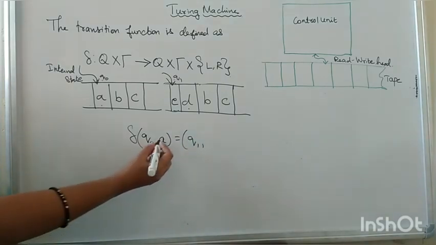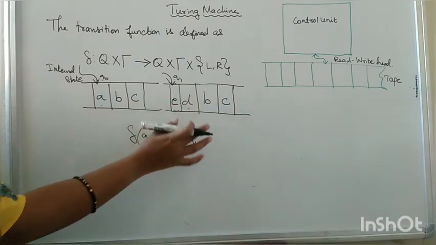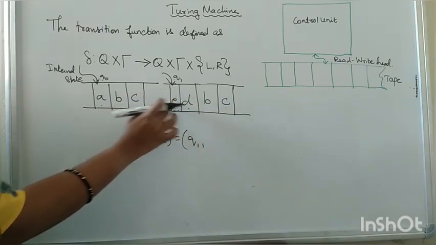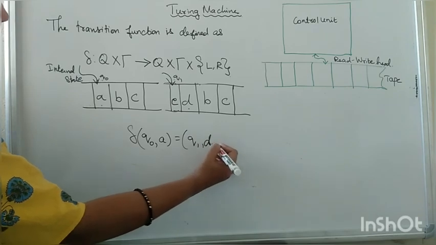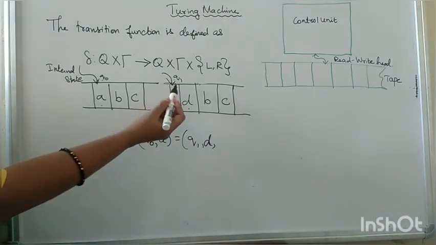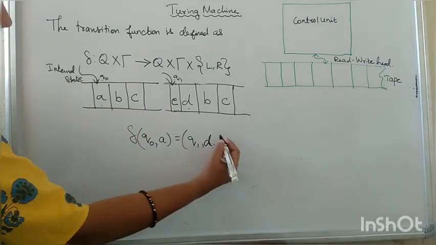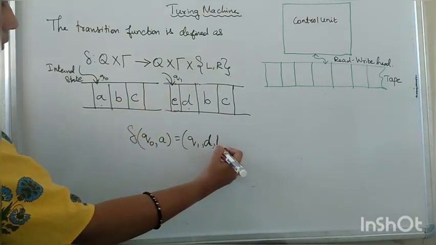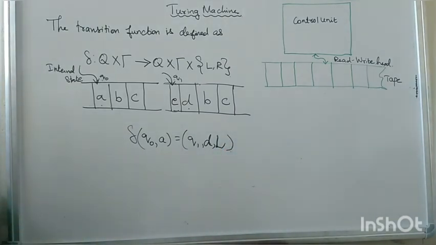So Q1 comma, actually here A is replaced by the symbol D, so we have to write D here, and the tape head is moved towards left, so we have to write the move symbol as L here. So this is about the transition function for the Turing machines.